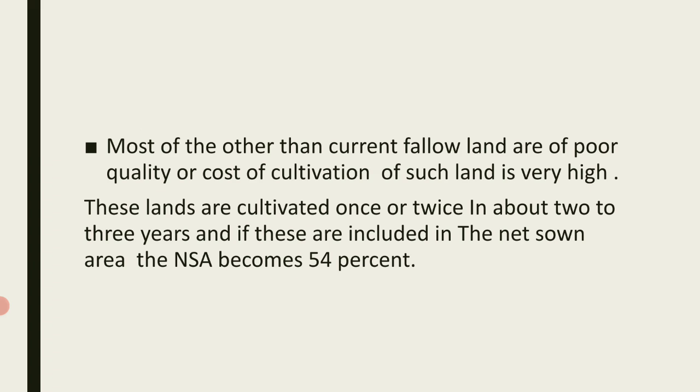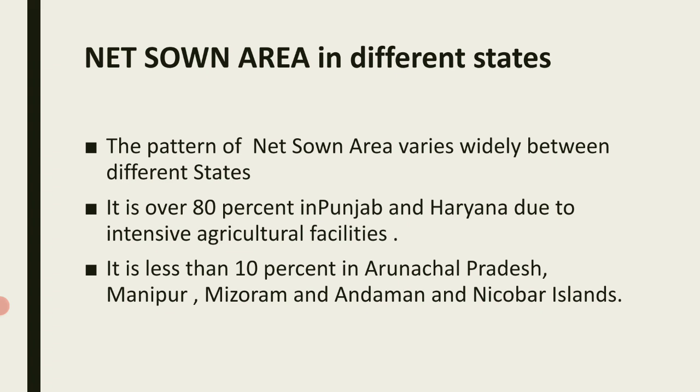These lands are cultivated once or twice in about 2 to 3 years, and if these are included in the net sown area, the NSA becomes 54%. The net sown area in different states: the pattern of net sown area varies widely between different states. It is over 80% in Punjab and Haryana due to intensive agricultural facilities. So friends, where the facilities are more, the net sown area is more there. It is less than 10% in Arunachal Pradesh, Manipur, Mizoram, Andaman and Nicobar Islands.